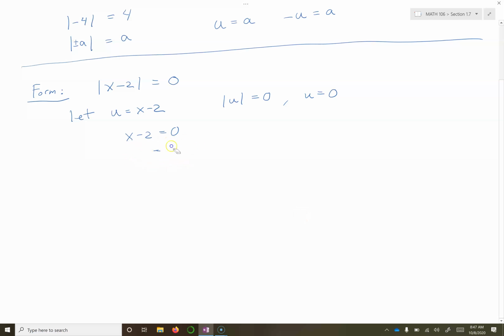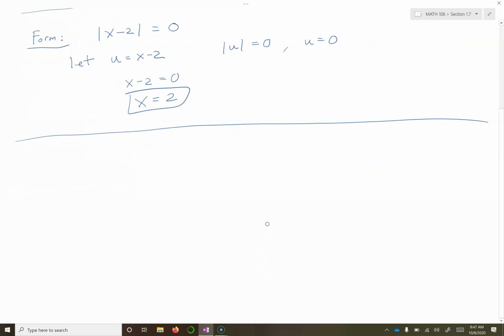No, what did I just do here? I'm sorry, x has to be 2. All right? There's no other value that can actually give you that solution. Okay? So that's form 1. They're the simplest ones. You see a 0 over there, you're good to go.